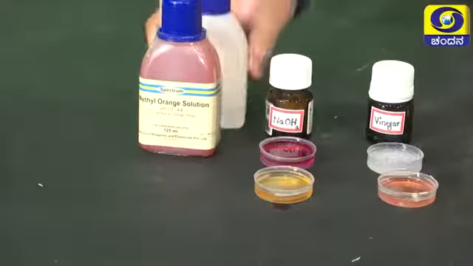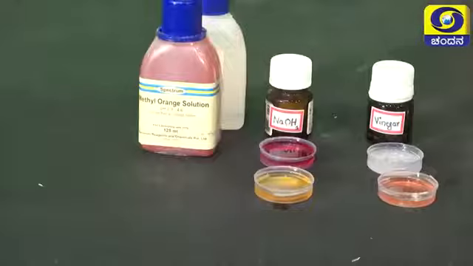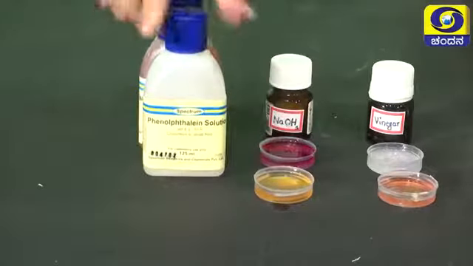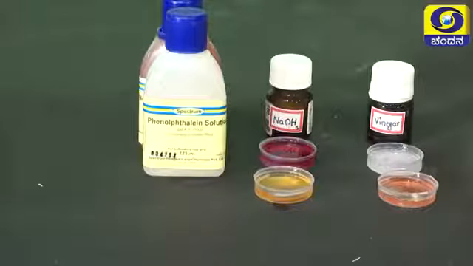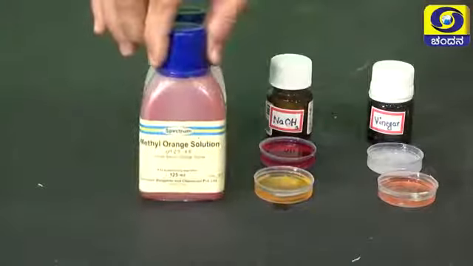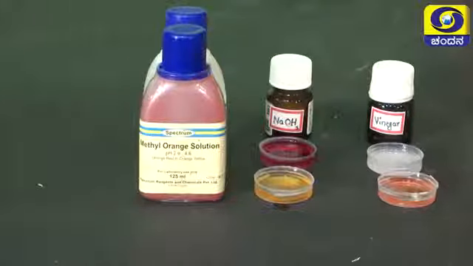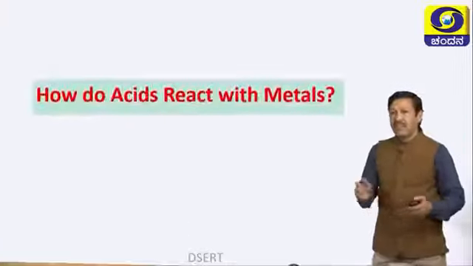What will you understand? In acidic medium, phenolphthalein remains colorless, but in basic medium it turns pink. Similarly, methyl orange is yellow in basic medium and red in acidic medium. Now let us move on to the next slide.